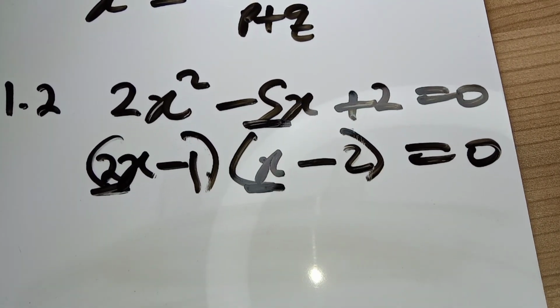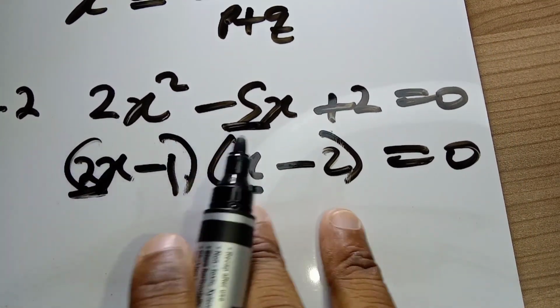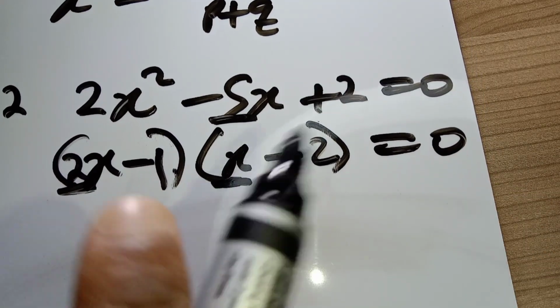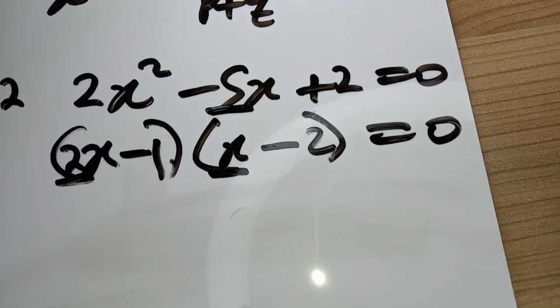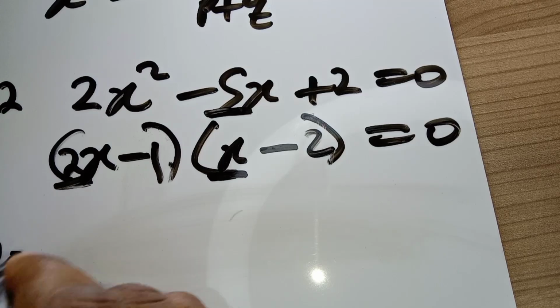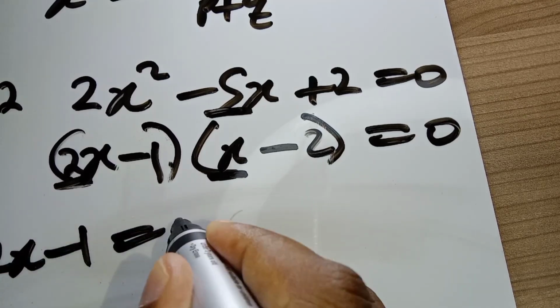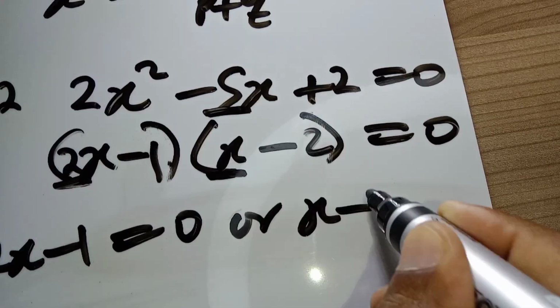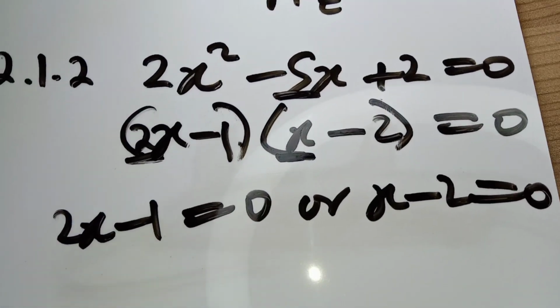Then now we need to continue. Since we are having 2 brackets multiplying there, and here we are having 0, then this bracket equals to 0, that one equals to 0. Then we can have 2x subtracting 1 equals to 0, or x subtracting 2 equals to 0.